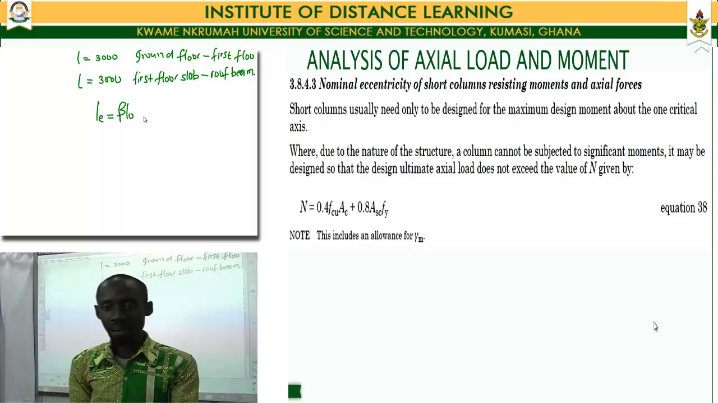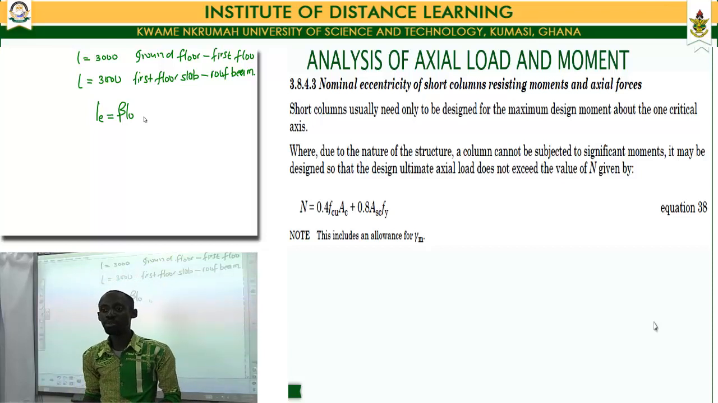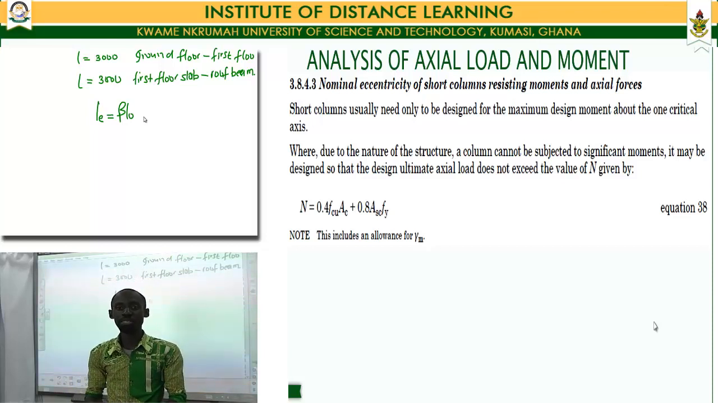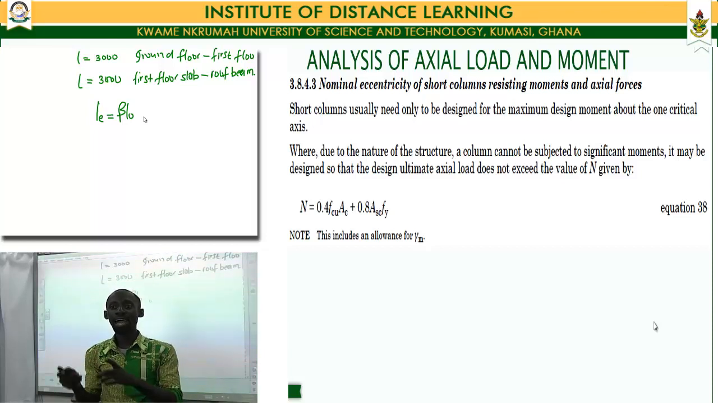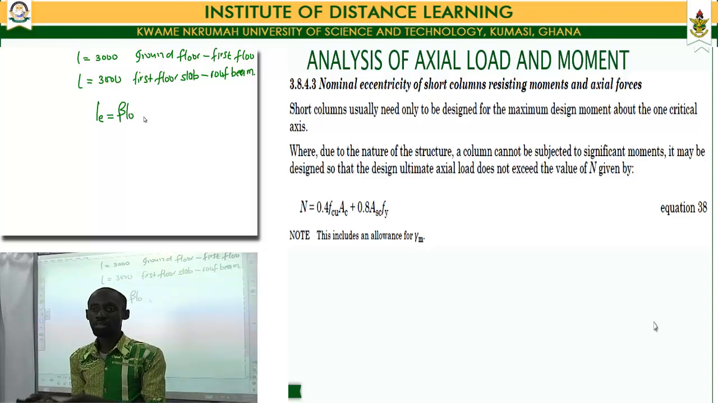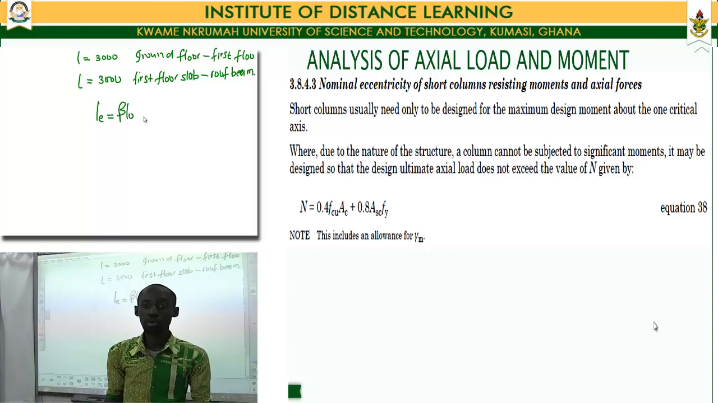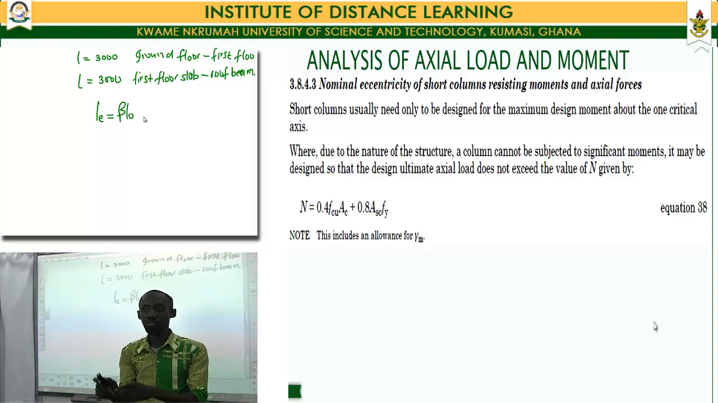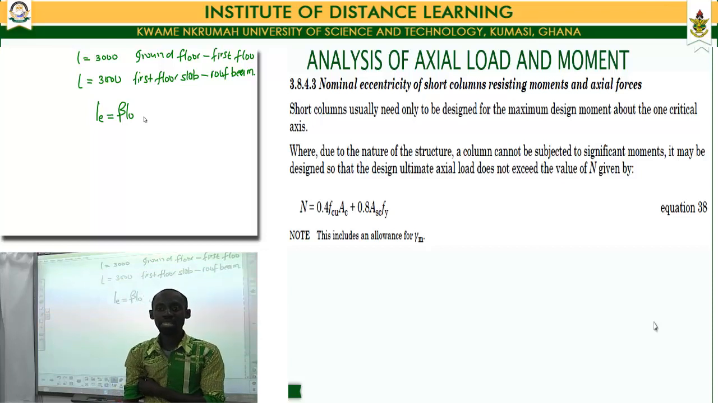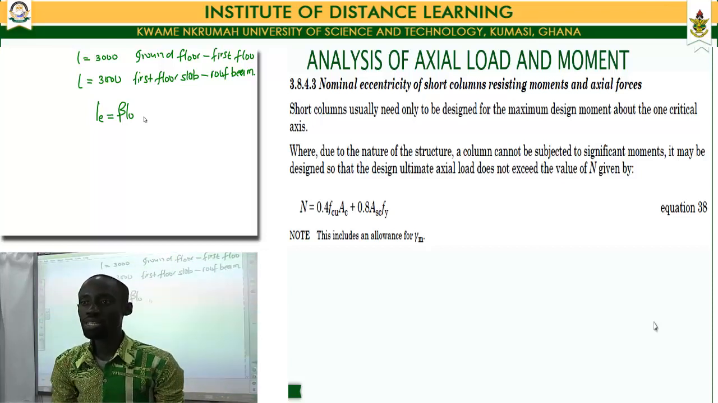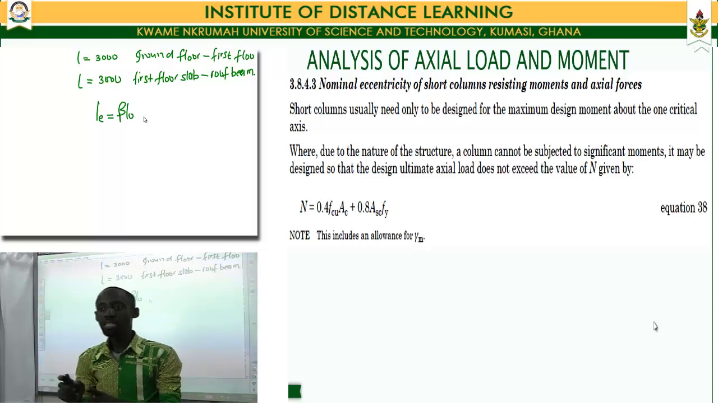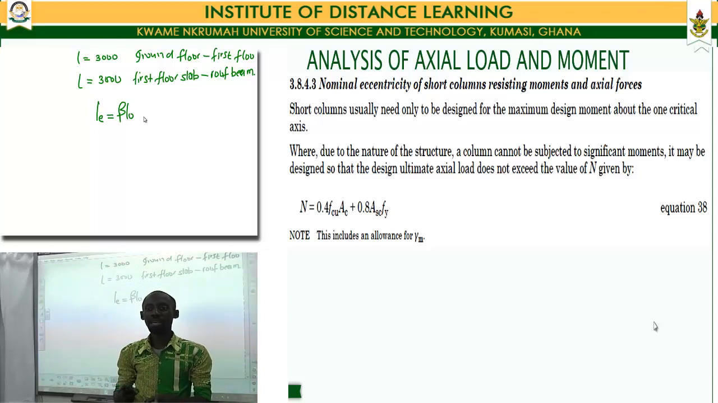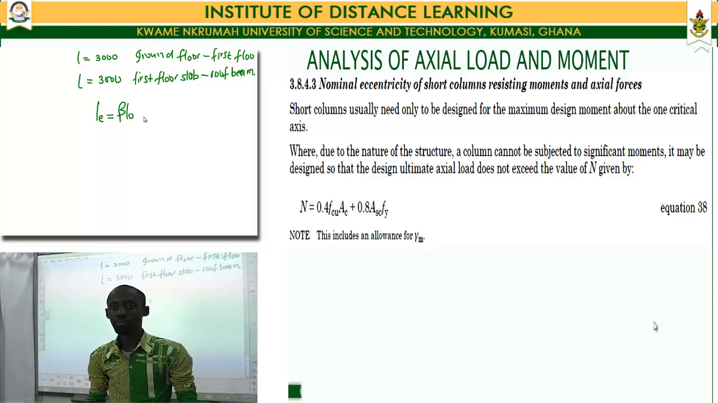So then we pick our formula as given by table 3, as given by equation 38, and we make sure that the axial loads... it goes on to say that where, due to the nature of the structure, a column cannot be subjected to significant moment, it may be designed so that the design ultimate axial load does not exceed the value of N given by the formula quoted as equation 38.